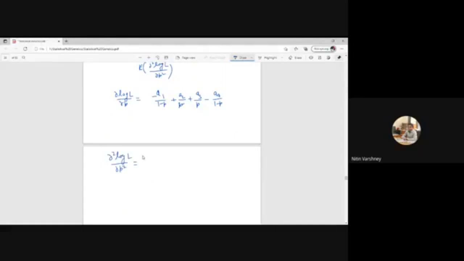What will be the second derivative? It is minus a1 by 1 minus p whole square, plus a2 by p square, plus a3 by p square, minus a4 by 1 minus p whole square. The signs: all negative will come.